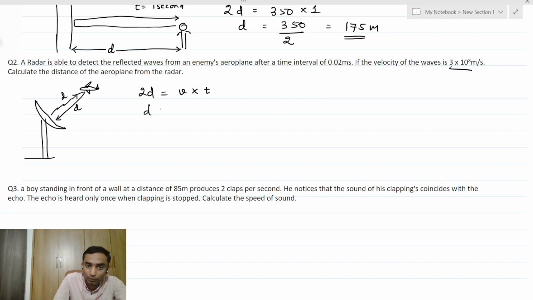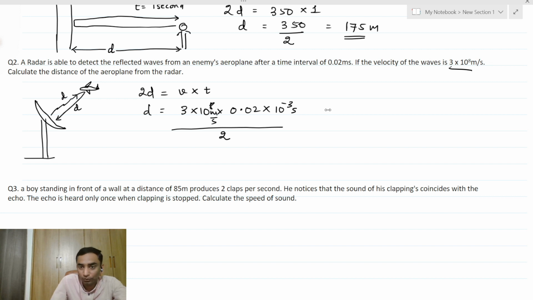So d would be equal to speed, that is 3 into 10 raised to 8, and the time given to us is 0.02 milliseconds. And please understand, the speed is given in seconds, so it is multiplied by 10 raised to minus 3 seconds, and this is again meter per second, divided by 2. Correct? So let us solve this and get the answer.